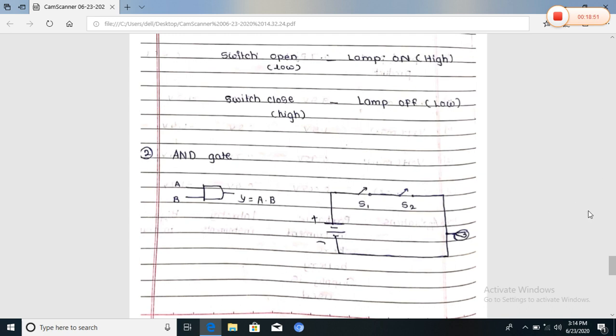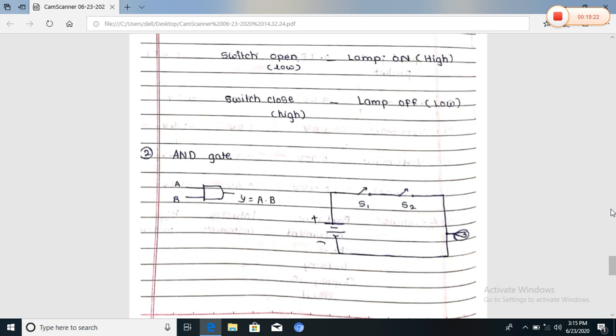In the last lecture we studied the truth table of the AND gate. In that truth table, A and B 0 0, output is 0. A and B 0 1, output is 0. A and B 1 0, output is 0. A and B 1 1, output is 1. That logic is applied in a switching circuit, and we get that output Y across the LED.